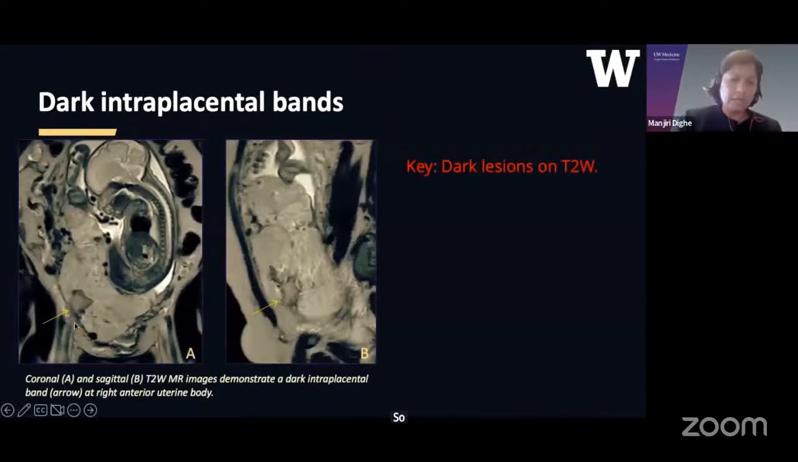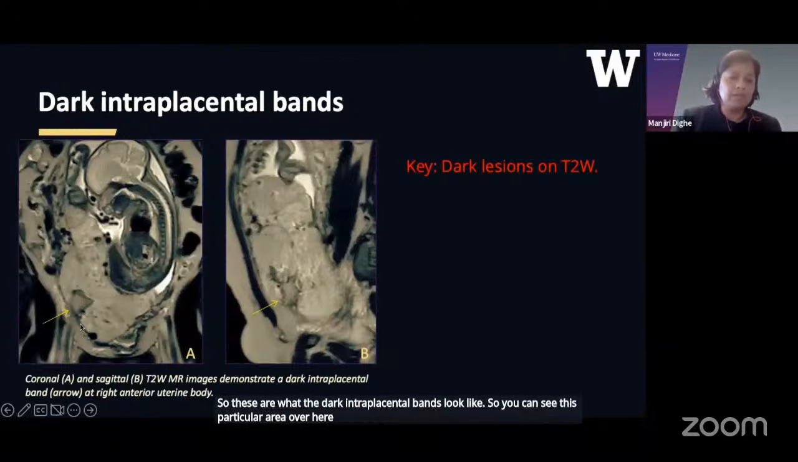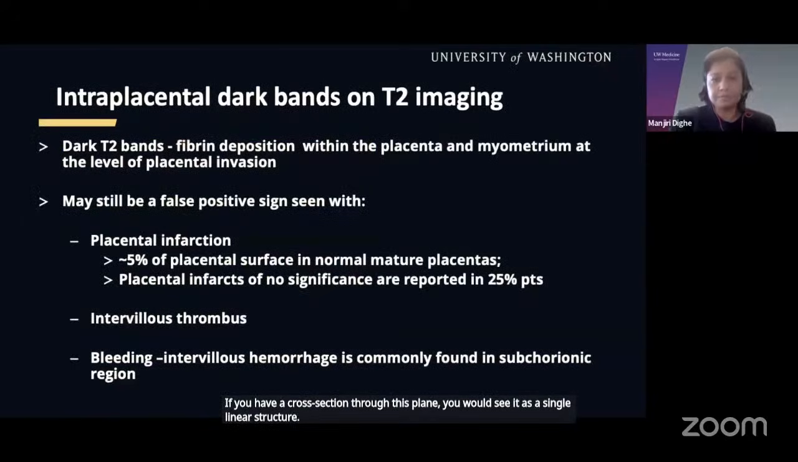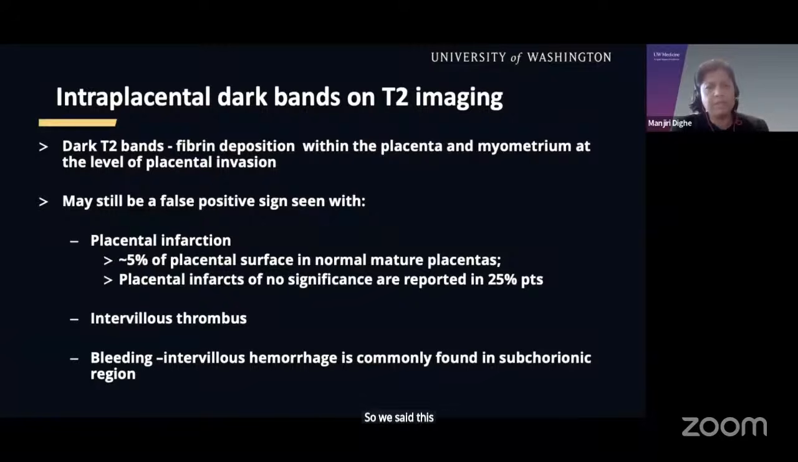So these are what the dark intraplacental bands look like. So you can see this particular area over here. There's contact with the maternal surface. It does have this geographic sort of stellate appearance. That's because of the plane that we are imaging it in. If you have a cross-section through this plane, you would see it as a single linear structure. So we said this was because of fibrin deposition.